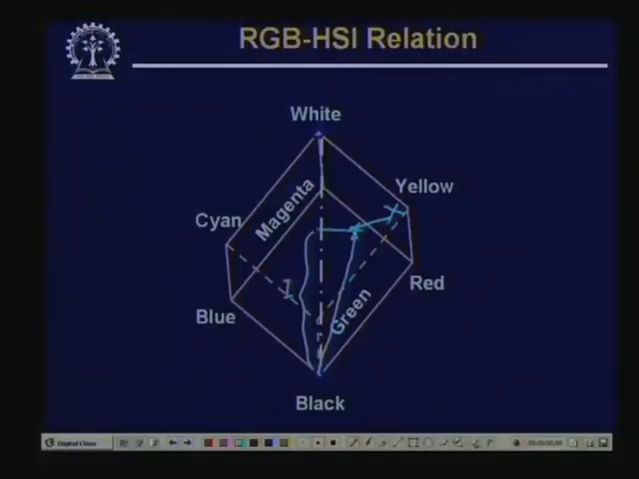And the saturation will increase as the point moves away from this intensity axis. Keeping that in mind, the distance of this point x from the intensity axis tells us the saturation associated with the RGB components of point x. So, you can very easily compute the intensity and saturation corresponding to any RGB point given in the RGB space.